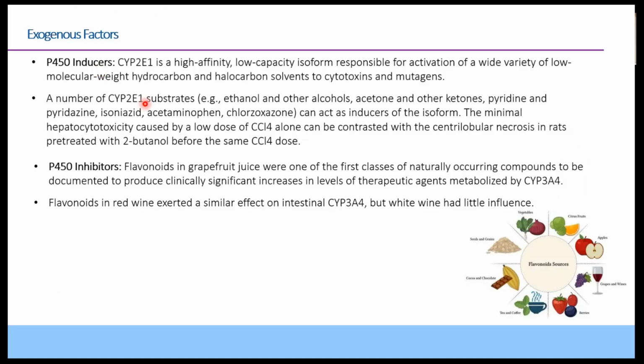Then coming on to the exogenous factors which affect toxicity. First, taking the P450 inducers. CYP2E1 is a high affinity, low capacity isoform responsible for activation of a wide variety of low molecular weight hydrocarbon and halocarbon solvents to cytotoxins and mutagens. A number of CYP2E1 substrates, for example ethanol and other alcohols, acetone and other ketones, pyridine and pyridazine, isoniazid, acetaminophen, and chlorzoxazone, can act as inducers of the isoform.